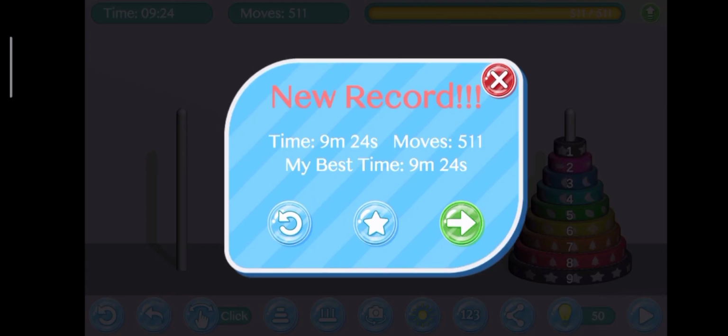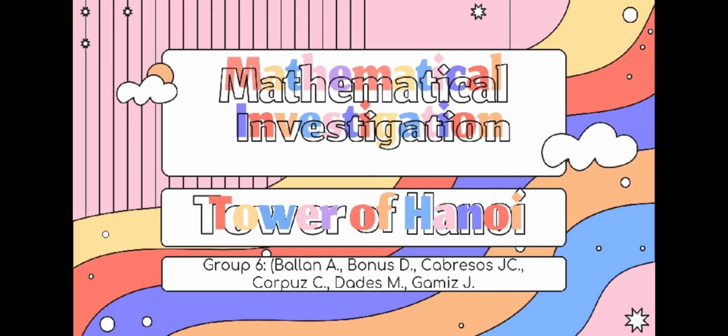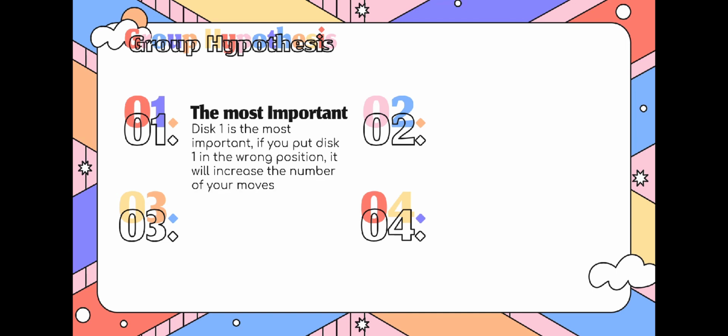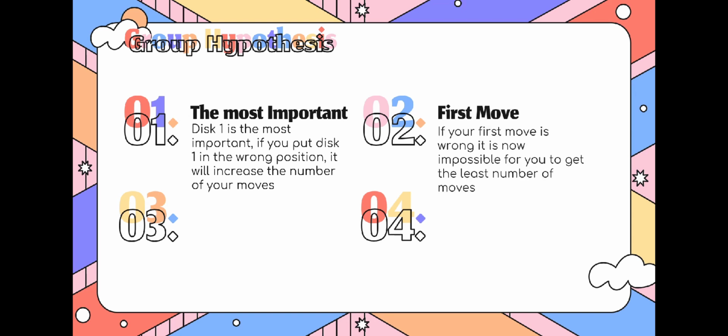As you can see in this level, our total moves is only 511. These are the things we observed during our solving of the Tower of Hanoi. The most important is the 1. If you put the 1 in a wrong position, it will increase the number of your moves. If your first move is wrong, it is impossible for you to get the least number of moves.